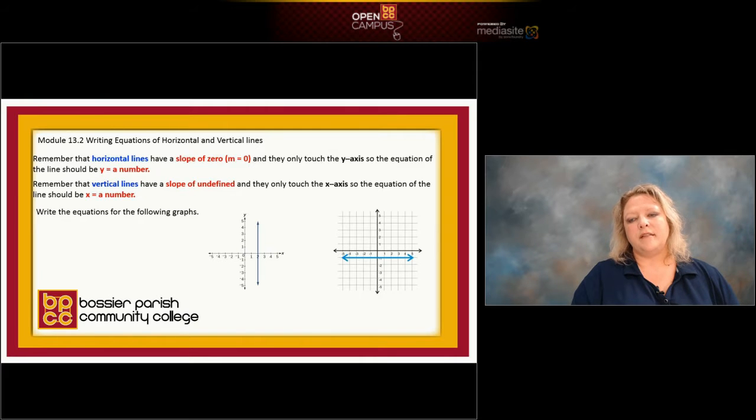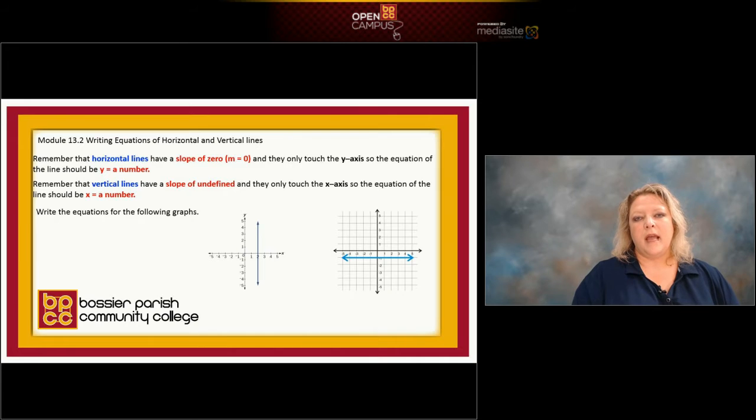So now let's look at the horizontal line. The horizontal line touches the y-axis only, and if you look, it touches at -1. So since it touches at -1, the equation is going to be y equals -1, and that's it. So writing equations of lines for horizontal and vertical are that basic and that simple.